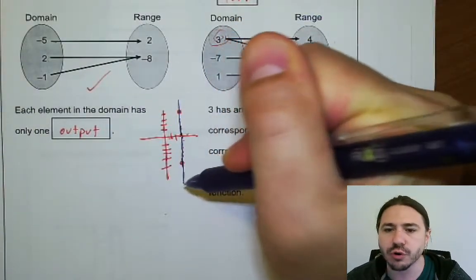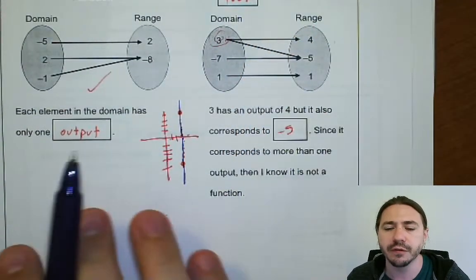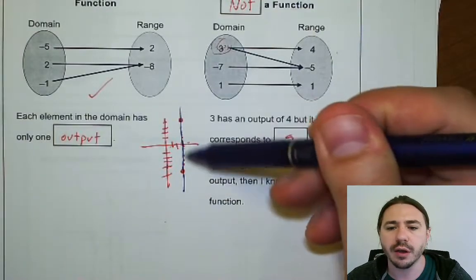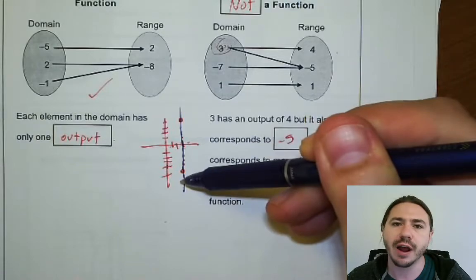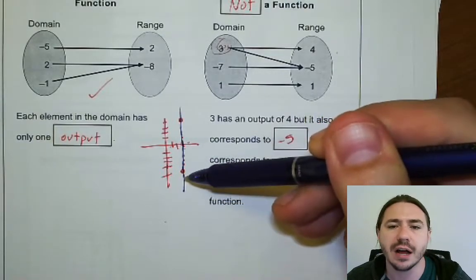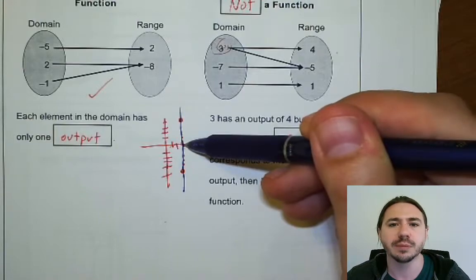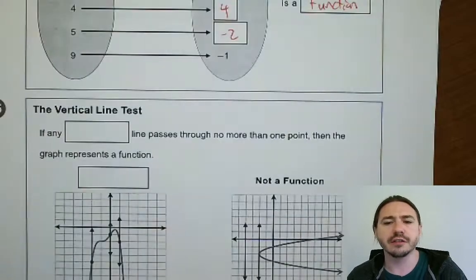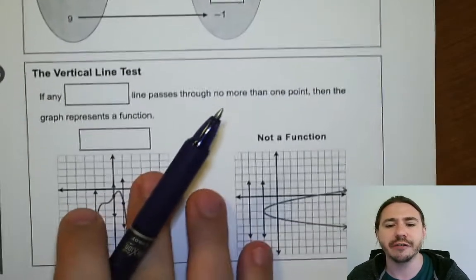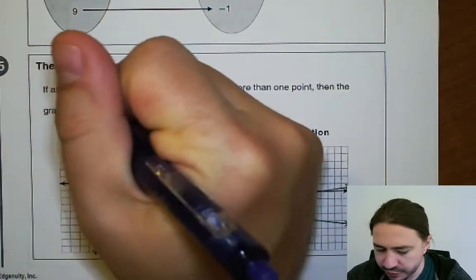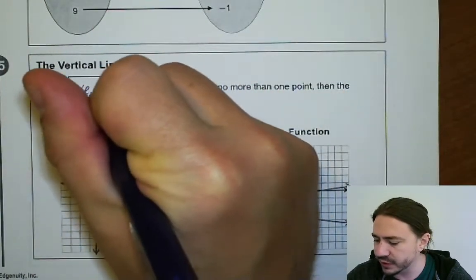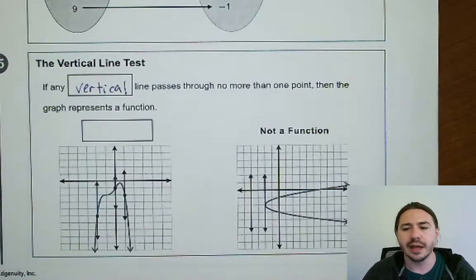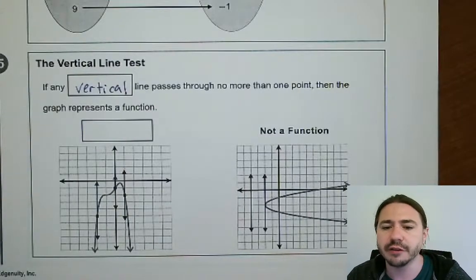In other words, I can draw a vertical line and it will pass through both of them. So if you ever have a graph where you could draw a vertical line and it passes through that graph more than once, then it's not a function. The reason is that what's being indicated is that a single input has multiple outputs. So this visual test to determine if a graph is a function is called the vertical line test. Basically it says if you can draw a vertical line and it passes through the graph more than once, then it's not a function.